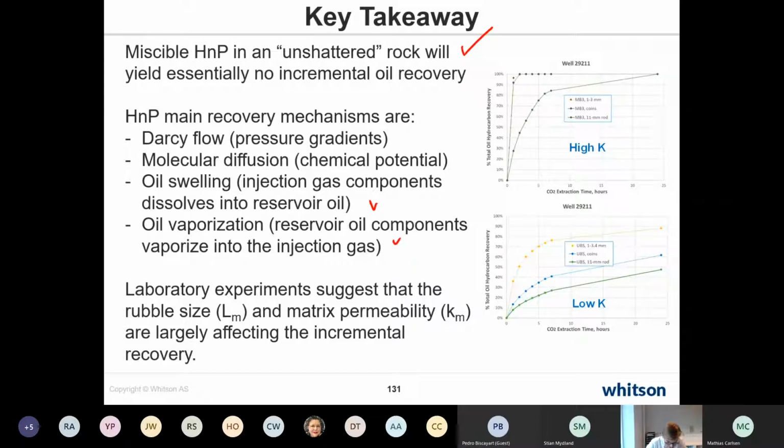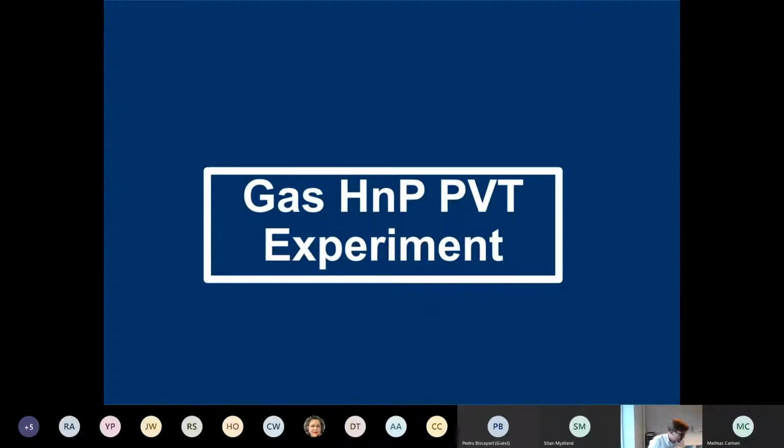Recovery, which is consistent with the main recovery mechanisms here that we've identified. Good. So before we go in and revisit this gas HnP PVT experiment, we can see if there's any questions before we move along.